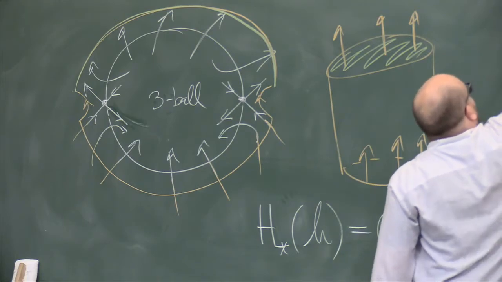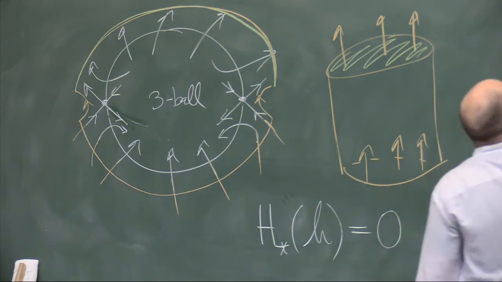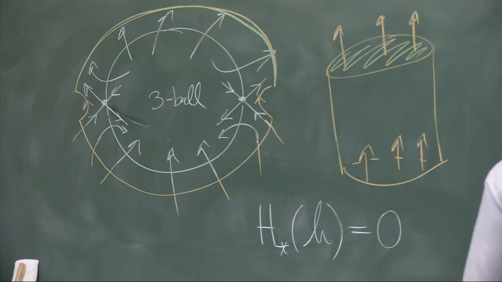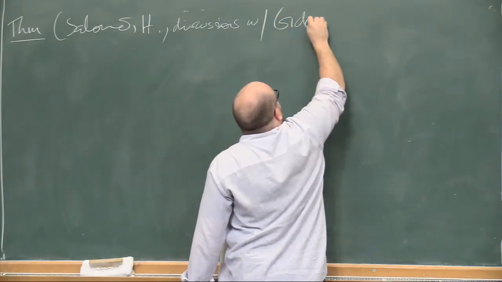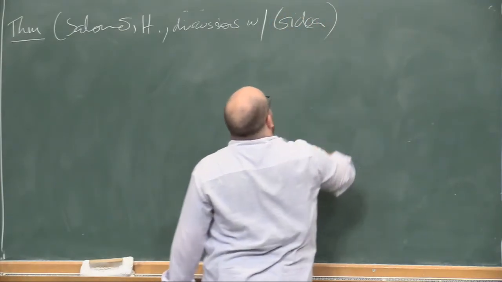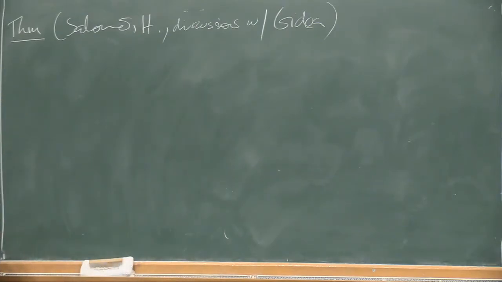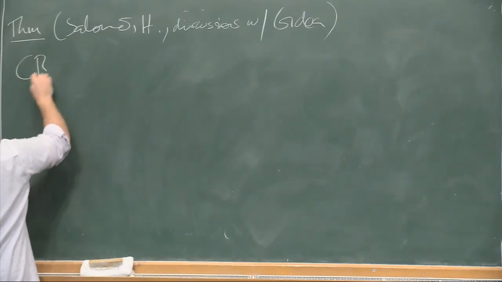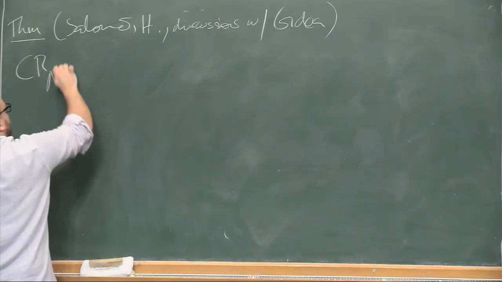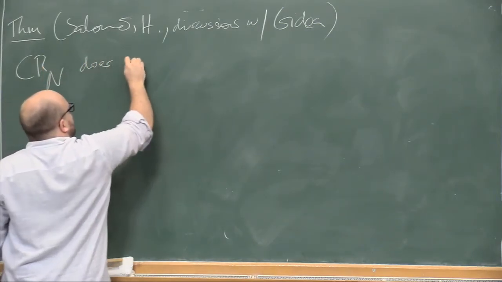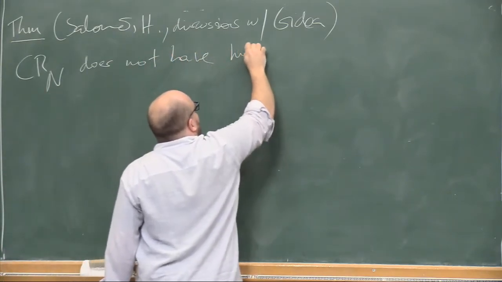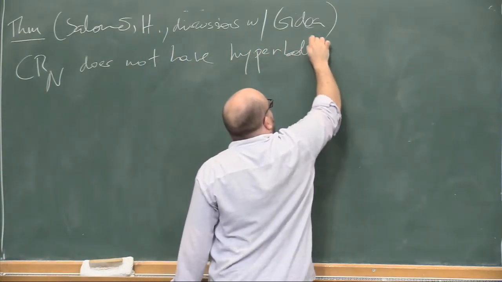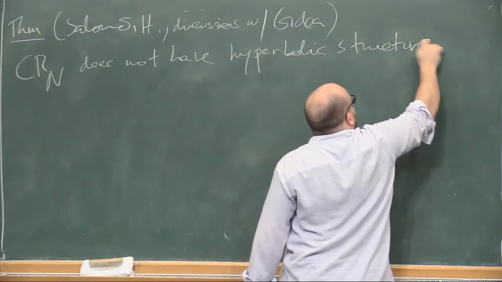So let's say theorem. This is joint with Salomon, and also some discussions with Marangidea, with whom we are trying to generalize this kind of statement. So let's call this isolating neighborhood N. In the chain recurrence setting, N does not have hyperbolic structure.